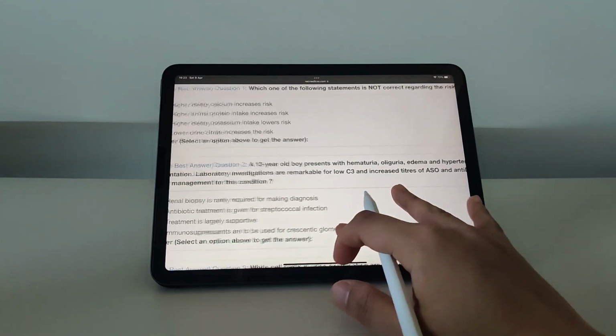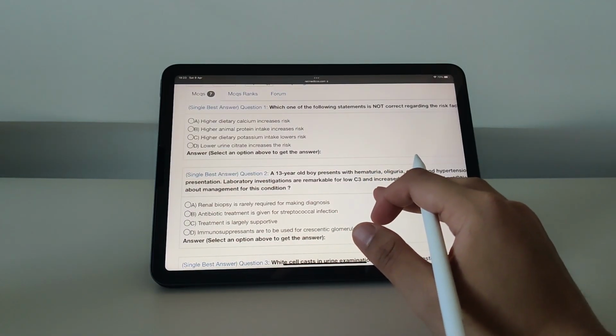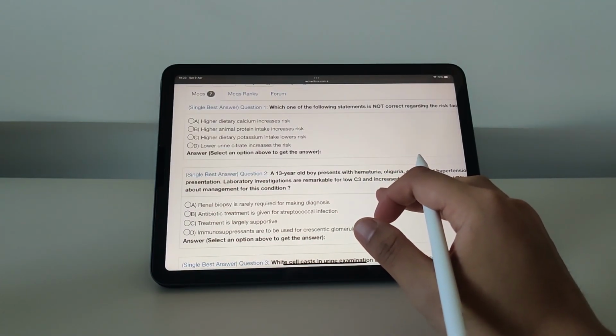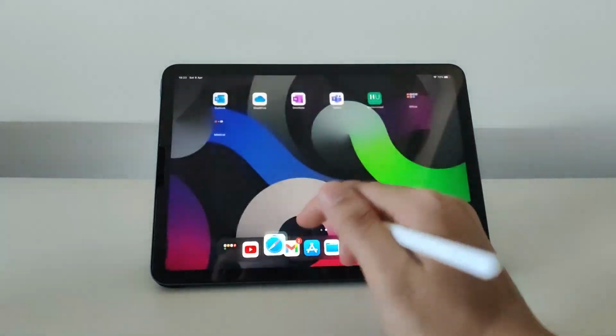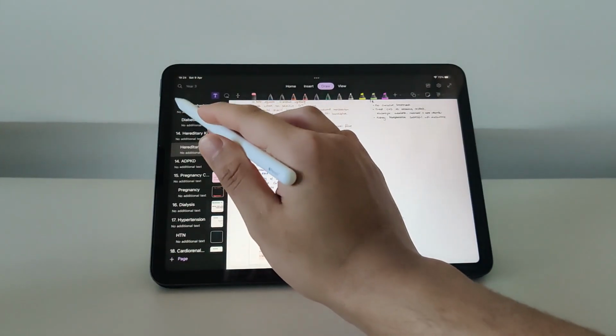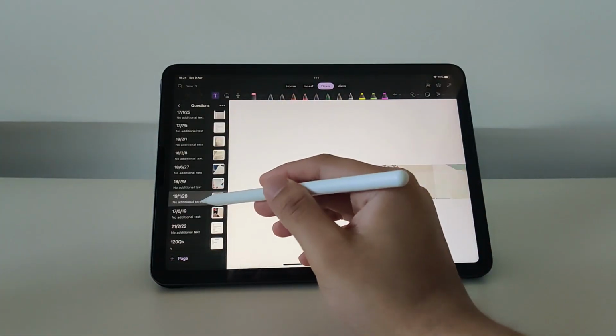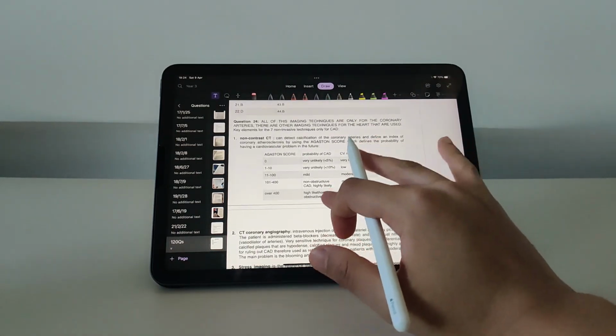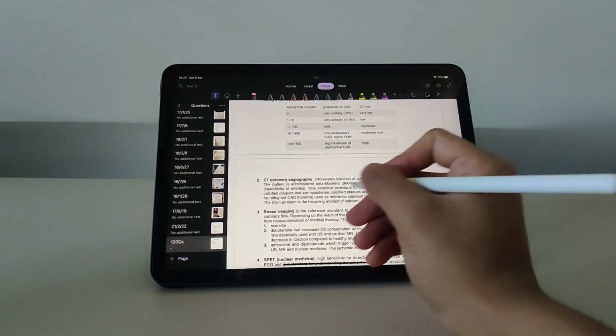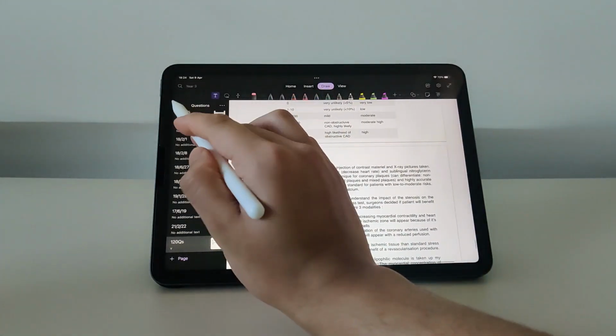And another thing I like to do is sometimes screenshot these notes or these questions, put them into one of these question banks, and create my own notes, and I can write beside it. It's a lot easier that way.